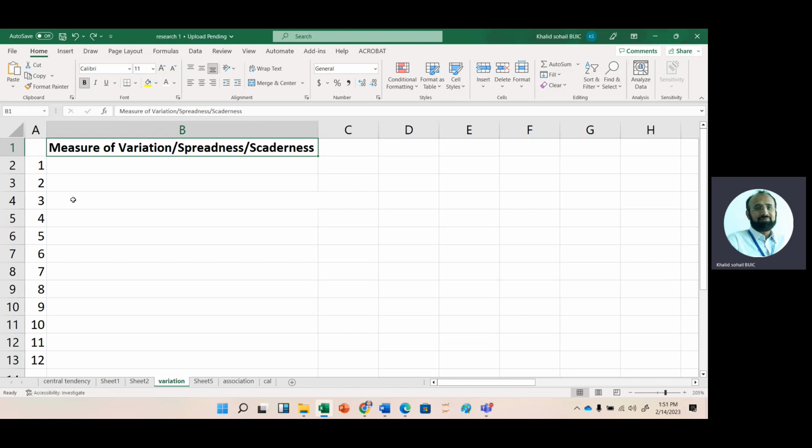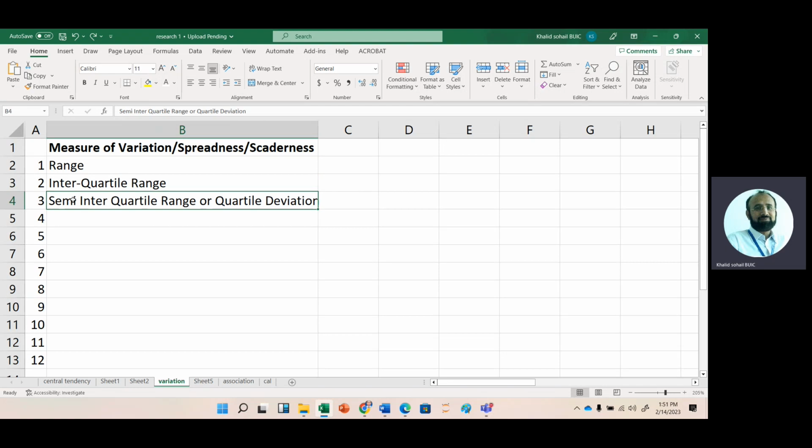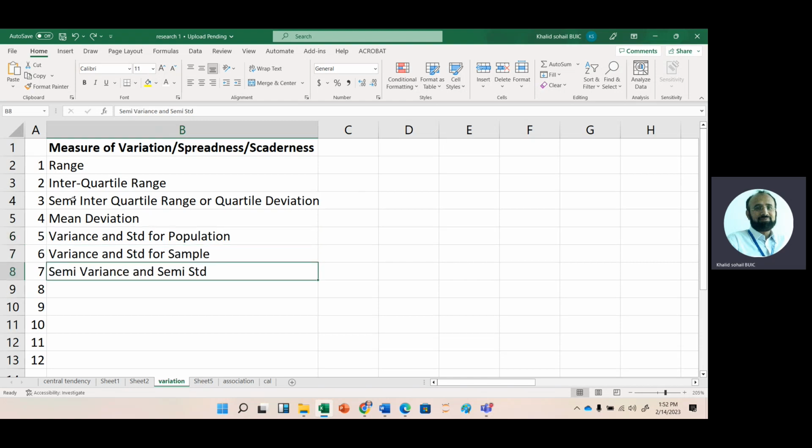We have different measures like range, interquartile range, semi-interquartile range, which is also called quartile deviation. Then we have mean deviation. We have other deviations as well, like deviation from median as well as from mode. Then we talk about variance and standard deviation for population data, variance and standard deviation for sample data. Then we have semi-variance and semi-standard deviation as well.